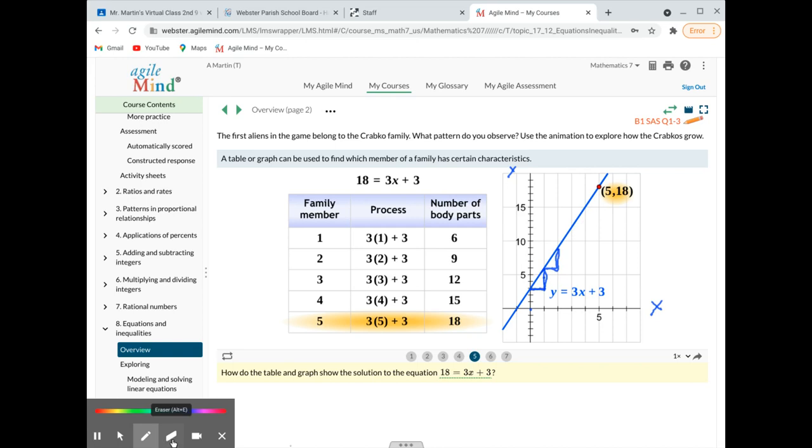All right, y'all are going to learn about that soon in the 8th grade. So I won't get into it too much now. But it says, how did the table and the graph show the solution to the equation 18 equals 3x plus 3? Well, we know that x is what? 15. Is it 15? 5.